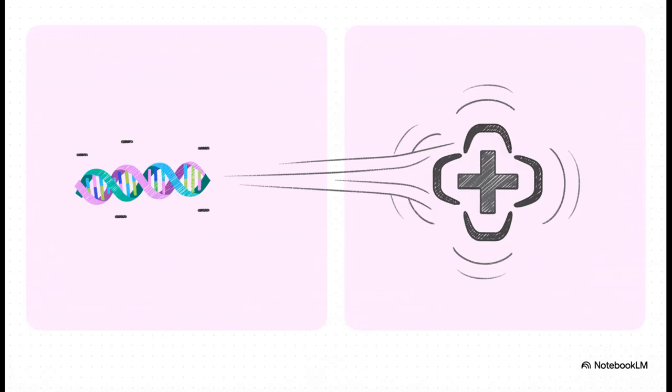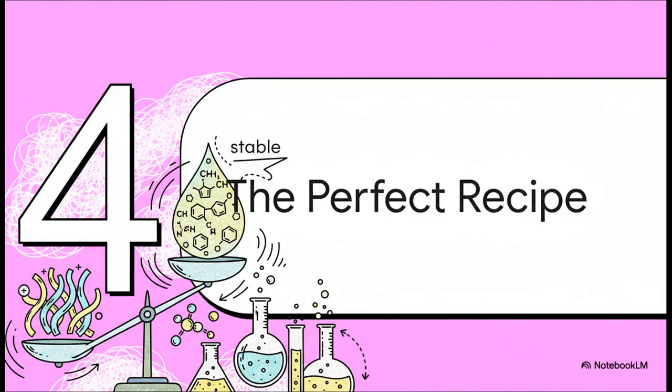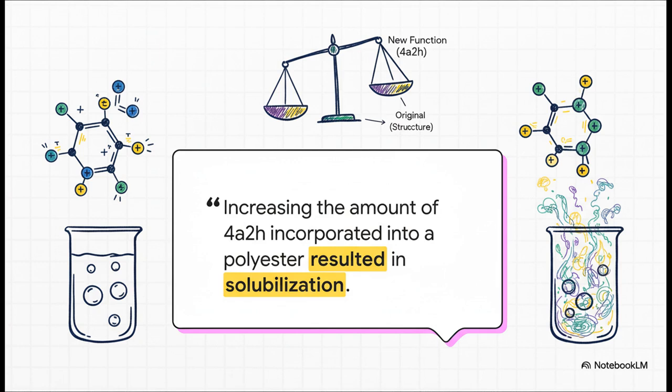And, as we all know, opposites attract. The whole idea was that this positive charge would act like a tiny magnet, pulling that negatively charged RNA right into the droplet. But of course, it's never as simple as just tossing it in the mix, right? Life is all about balance. The researchers had to figure out the absolute perfect chemical recipe to make a droplet that was both stable and attractive to RNA. And this is where it gets tricky.